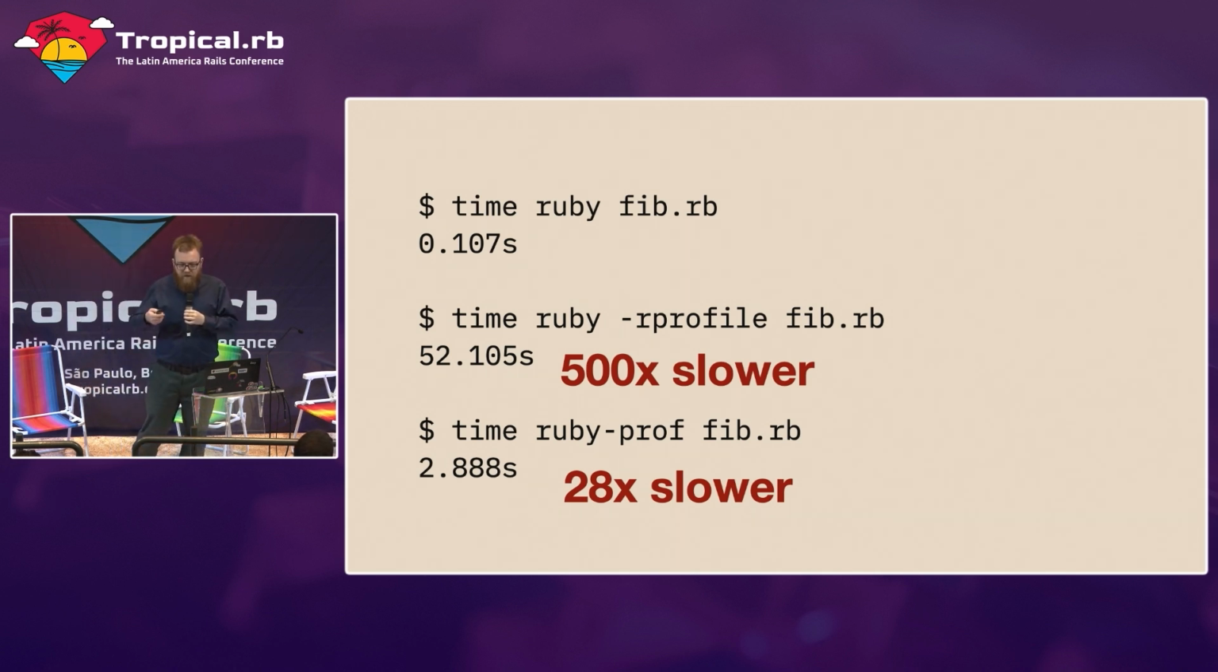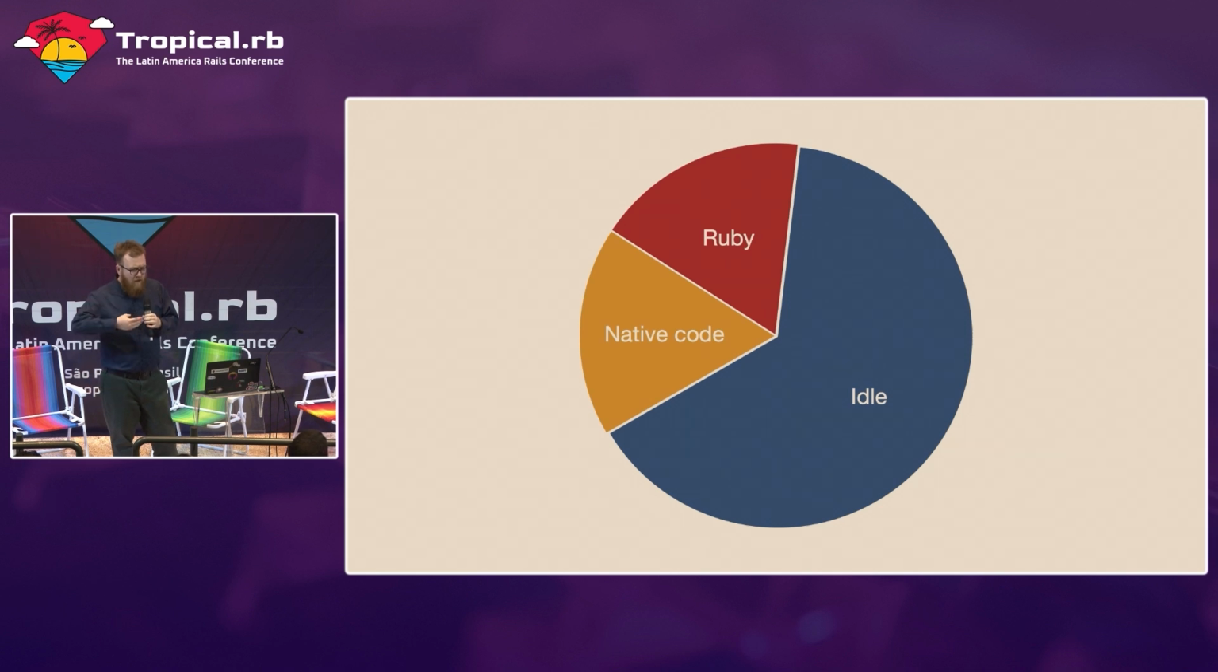The other problem is that on this program, it's 28 times slower, but programs aren't consistent in how much they're made slower. I gave this recursive Fibonacci, which is pretty much the worst case for this type of profiler. But a real Ruby program is a mix of components. Some of its time is spent executing Ruby. Other time is spent running native code, like string.split, which we were just looking at.